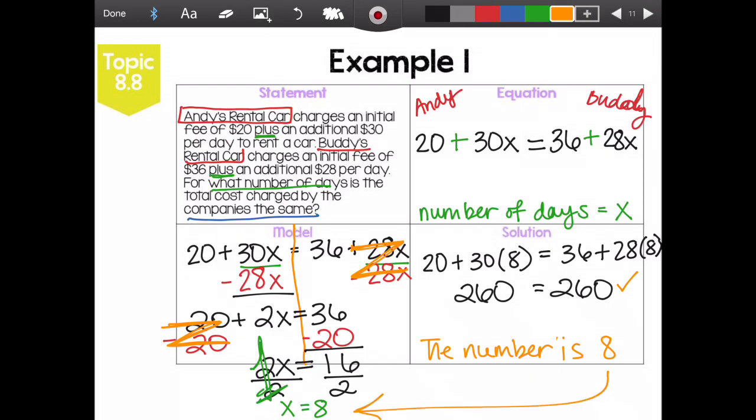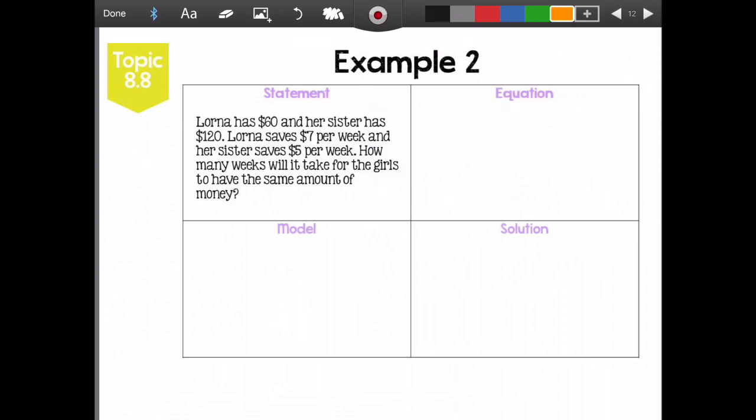All right, next example. It says Lorna has $60 and her sister has $120.